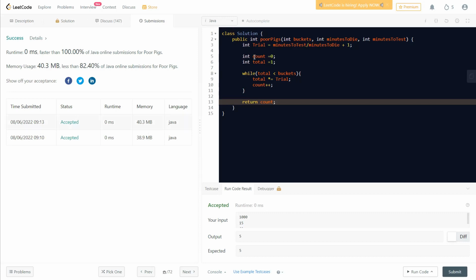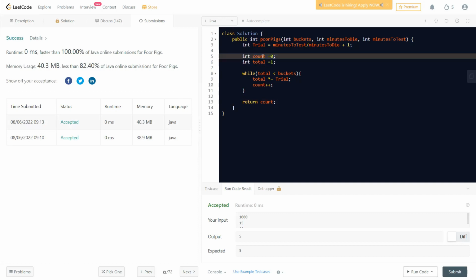What we are doing is finding a total. We're taking the total to be one initially, and we're counting the number of pigs we have. Every time our total is less than the number of buckets, we increase the count. Total is how many buckets we can reach. And see what's the trial, we just increased it by one. Why did we increase it by one? The reason is the exact one we saw: if there are four trials we can do, then a pig can check 5 buckets, because of the one extra bucket which we need not check. That's the corner case we discussed a few minutes back. So that's the plus one.